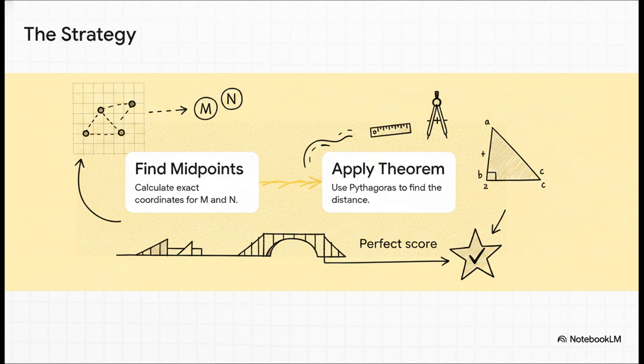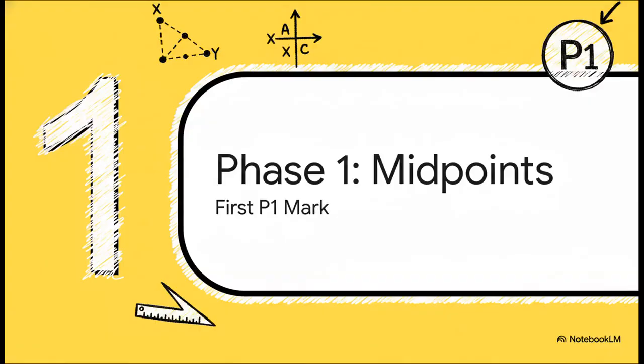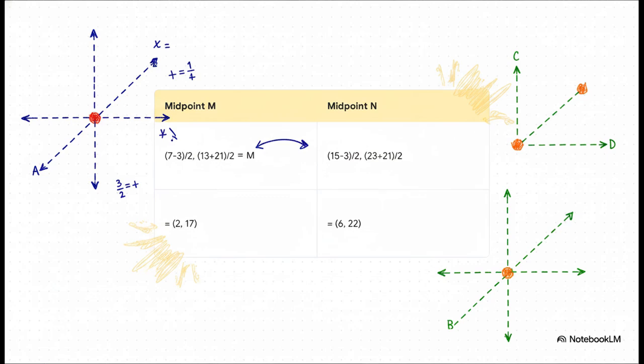Okay, let's dive right in. To crush this question, you only really need a super straightforward 2-step mental map. Step 1, we calculate the exact coordinates for the 2 midpoints, M and N. Step 2, we take those brand new coordinates and apply Pythagoras' theorem to find the distance between them. Seriously, that's the whole shebang. 2 logical steps that create a direct bridge to a perfect score. Let's break down exactly what that looks like on the page. So, moving into phase 1, calculating the midpoints for that first P1 mark.